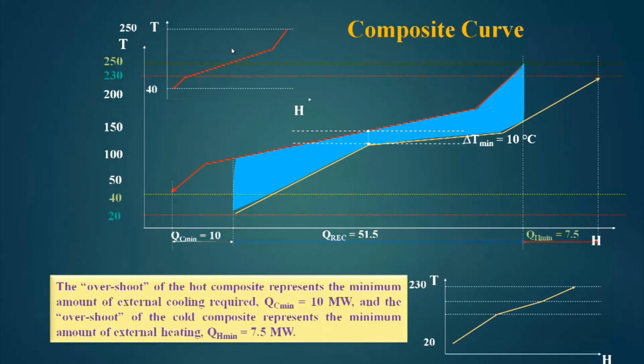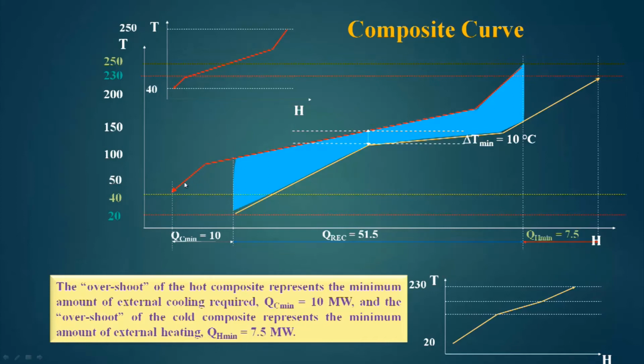The overshoot of the hot composite represents the minimum amount of external cooling required. This is QC minimum, 10 megawatt, and the overshoot of the cold composite represents the minimum amount of external heating, that is QH minimum, 7.5 megawatt. The physical meaning is that this overshoot, which starts from here and goes to here, is the hot composite stream overshoot.